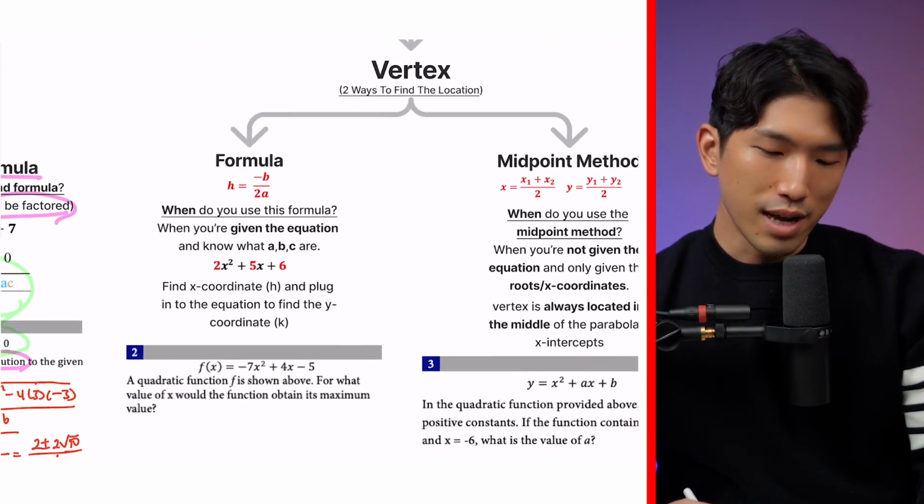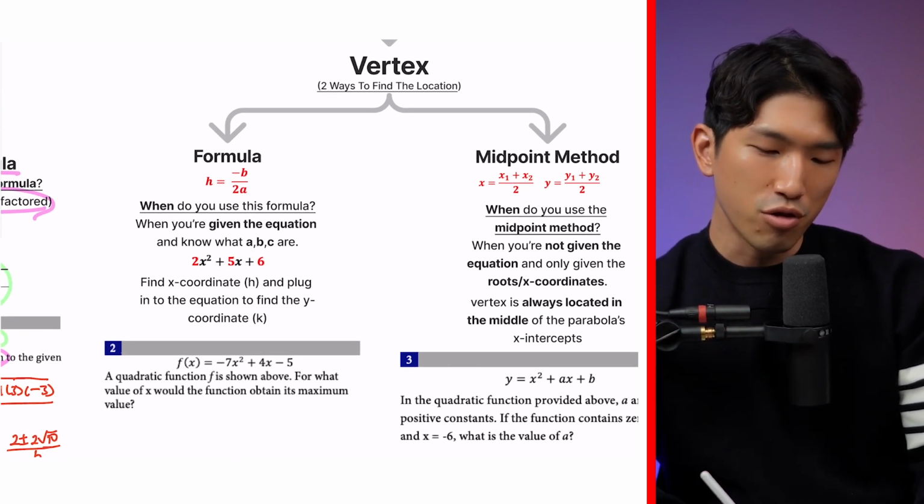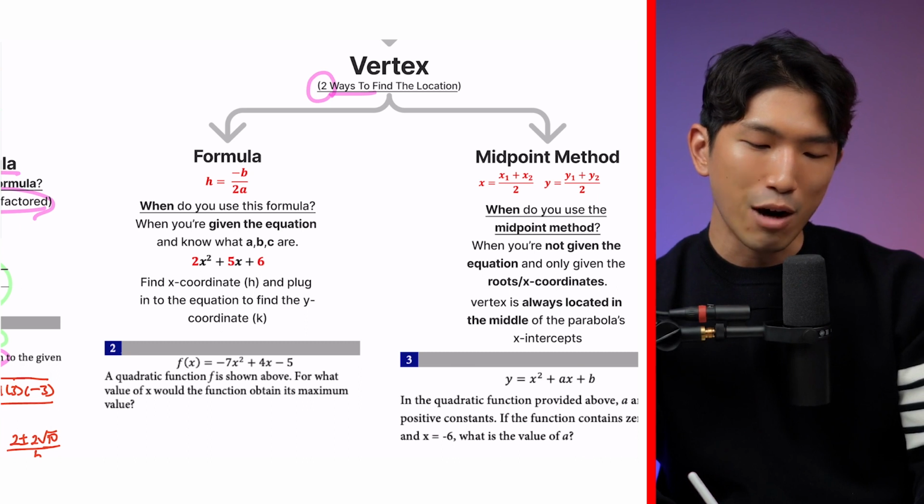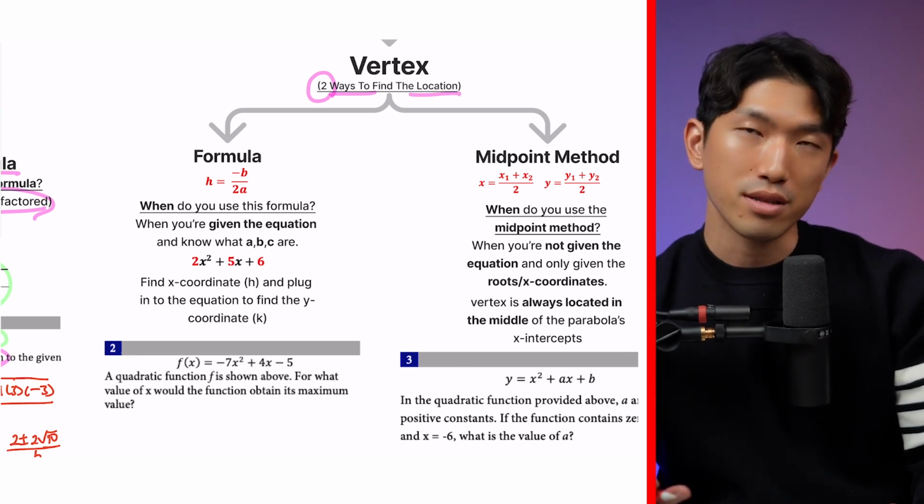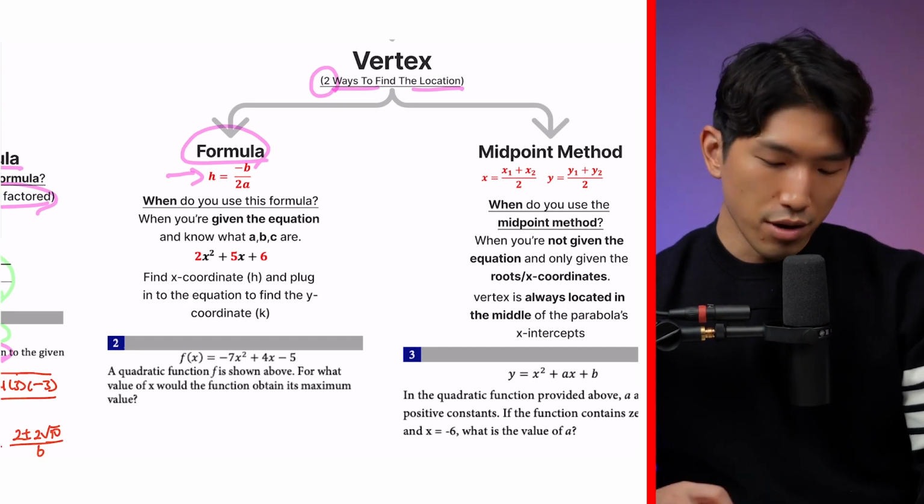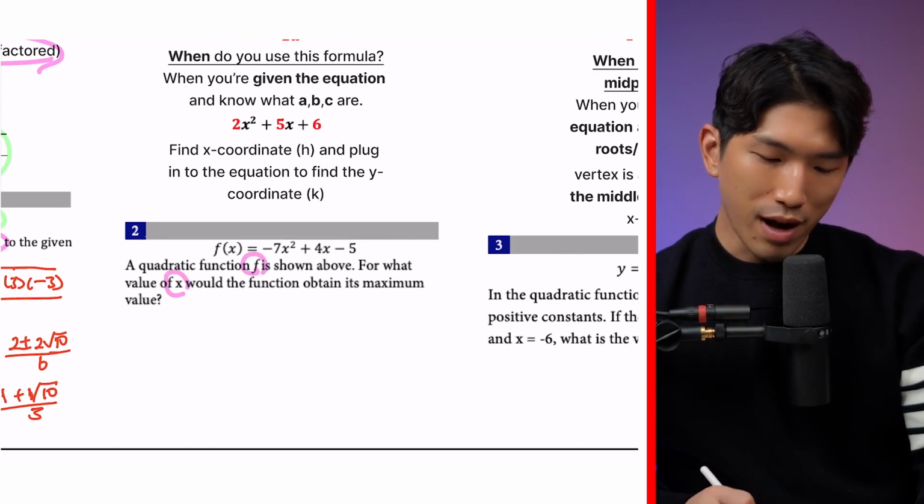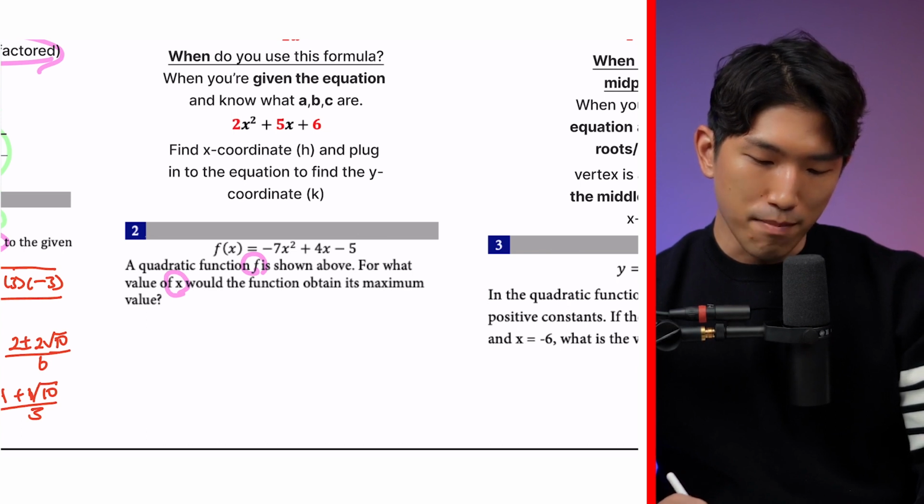So let's go to the next 2 types, which is going to be testing you on vertex. Vertex is very popular, and you need to know the 2 separate ways to find out the location of the vertex. So the first is going to be using the formula of -b over 2a. And here's how it looks like on the SAT. A quadratic function f is shown above. For what value of x would the function obtain the maximum value?